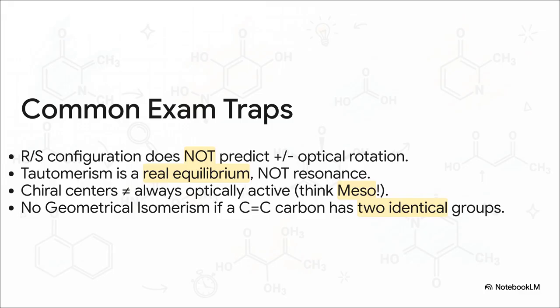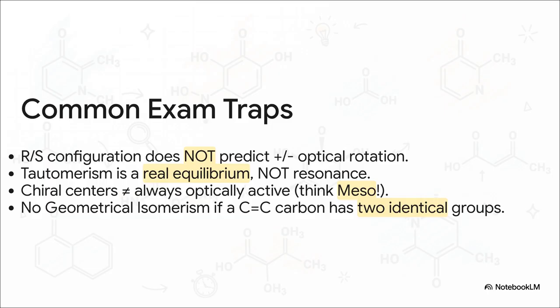Trap number 1. R and S is just a naming convention for the 3D layout. It tells you nothing about whether it rotates light left or right. That's something you have to measure. Trap 2. Tautomers are real, separate molecules in equilibrium. They are not just different drawings of the same molecule like resonance structures. Trap 3. We've hit this one already. Having chiral centers doesn't guarantee optical activity. Remember the meso compound.